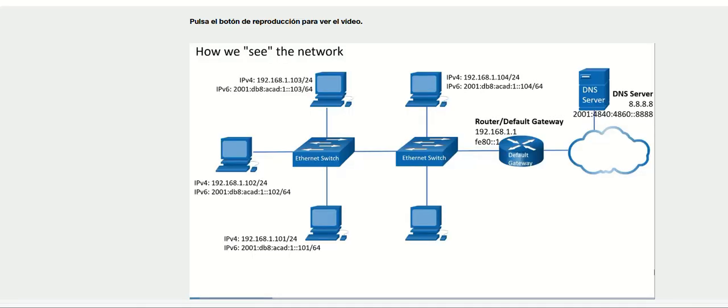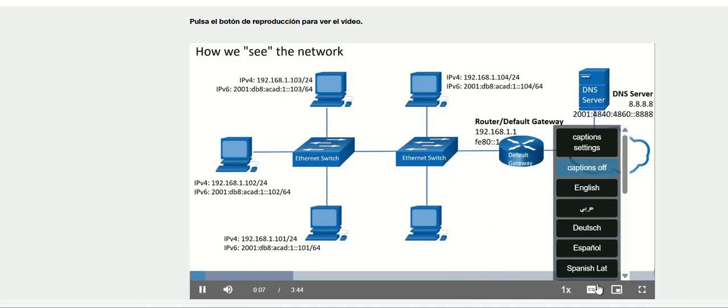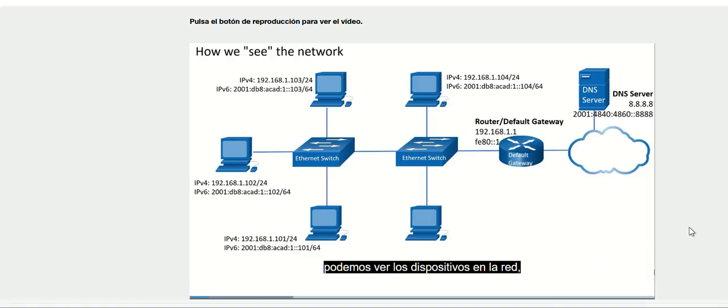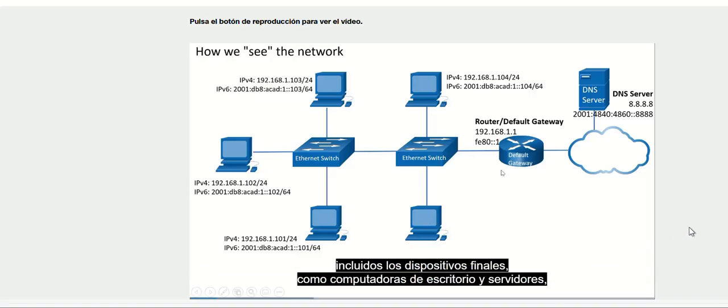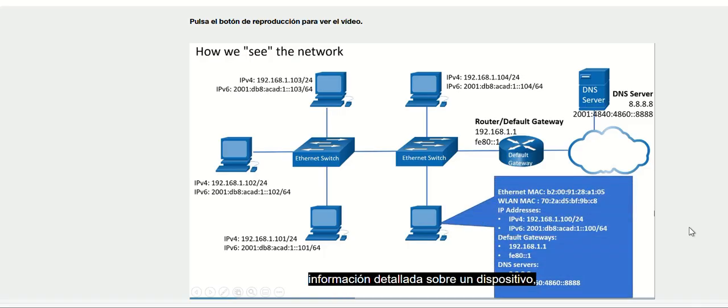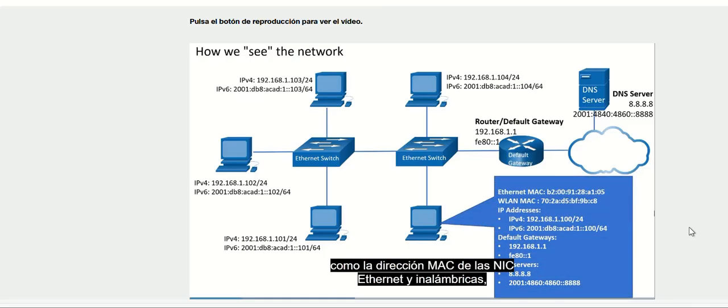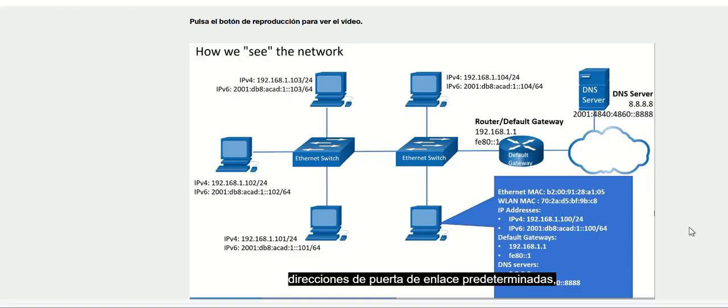This is how we see the network. Using topology diagrams, we can see the devices in the network, including end devices, such as desktops and servers, and intermediary devices, such as switches and routers. These diagrams may also contain detailed information about a device, such as the MAC address of the Ethernet and wireless NICs, IP or Internet Protocol address information, default gateway addresses, and addresses for the DNS server.